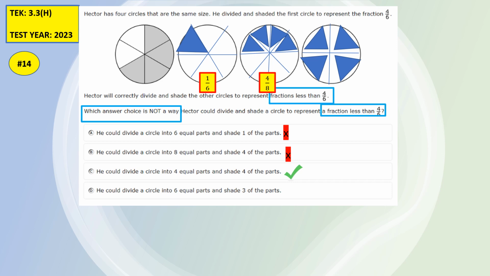And just to make sure, let's look at D. He could divide a circle into 6 equal parts and shade 3 of the parts. That would be 3/6.